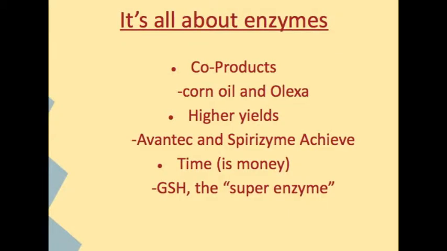To improve production of the co-product corn oil, the new enzyme Alexa facilitates the separation of the oil from the corn germ. As for the actual process, new enzymes Avantec and Spirizyme Achieve lead to an ethanol production increase of 5%. They turn starch to glucose more efficiently than any other enzymes currently available. Many researchers are working to decrease the time production takes. A promising choice is the enzyme GSH, which has characteristics of both alpha amylase and glucoamylase. This turns the 2-step process of converting starch to glucose into a 1-step process.